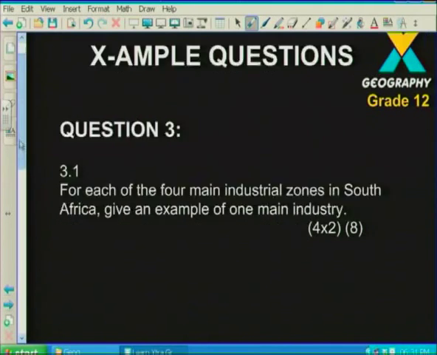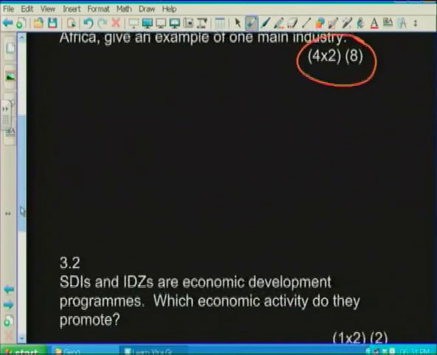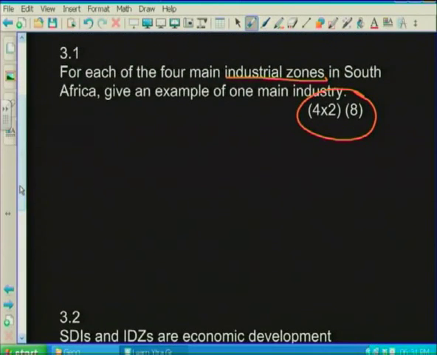All right, question 3. Now they start asking us about zones. For each of the 4 main industrial zones that we've just spoken about there, in South Africa, give an example of 1 main industry. Now, this is quite a big question. 4 times 2, you need to give 4 ideas that you've explained or proven or shown, and then you're going to get your 8 marks over there.